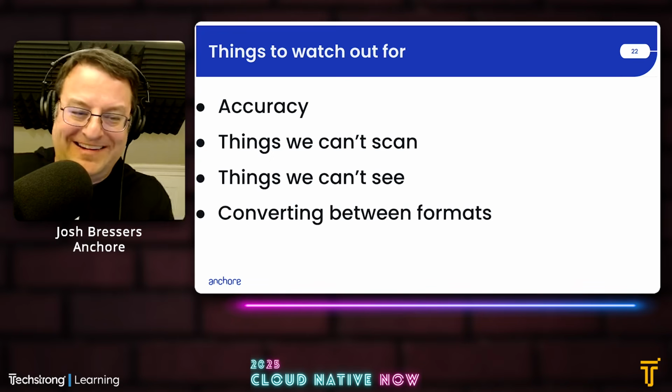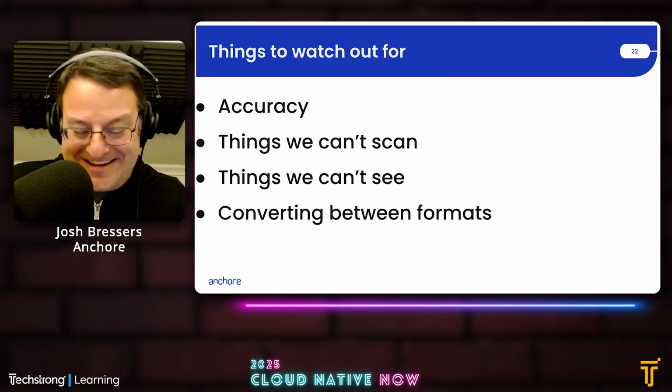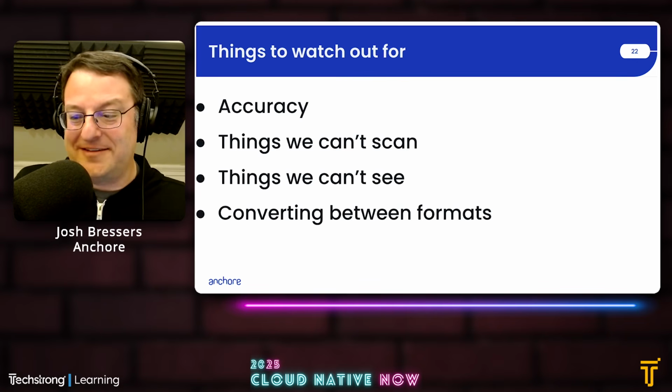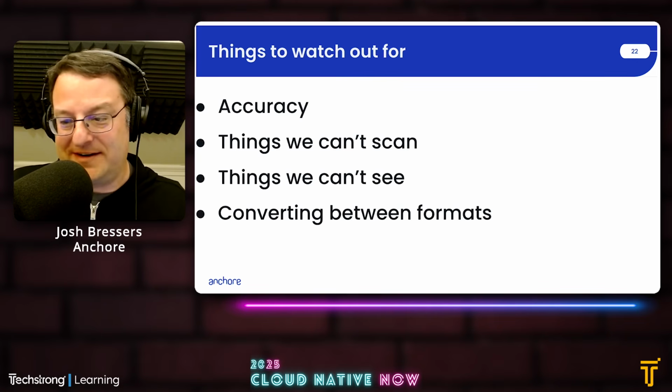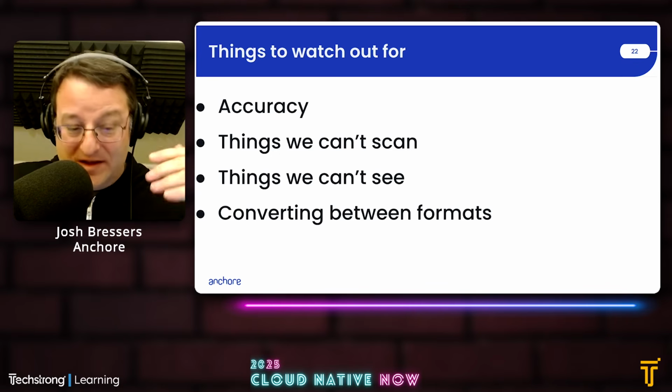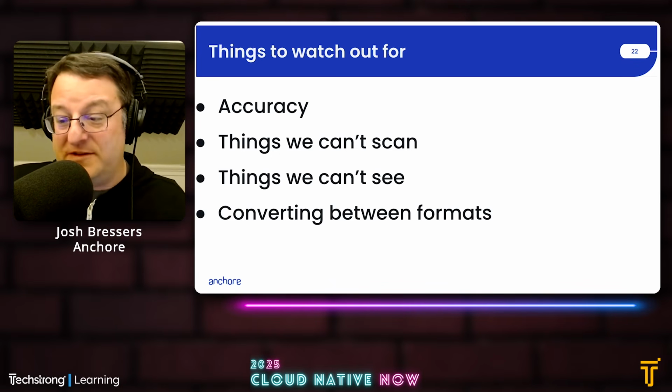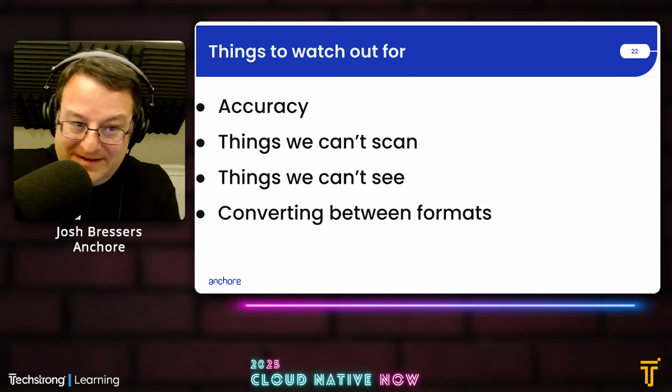And then there's converting between formats. You can't take an SPDX and turn it into a CycloneDX. At this time, that does not work. It's on the list, and they're working on it. But in the interim, this is where the Syft JSON format can be useful. So there are things you can do. It's not simple.